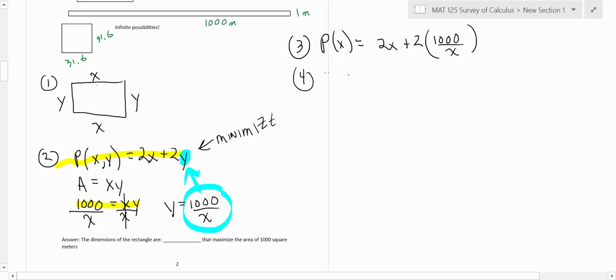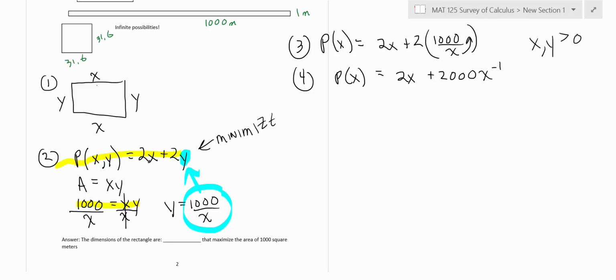We're all set up. So we got P of x is equal to 2x. Now I'm going to just multiply this out, and that would give 2,000, and it would be wise to move that to the top so you could do a power rule. So that'd be 2,000x to the negative 1 like that, okay? Now, if you're looking at kind of the domain on this problem, well, x and y have got to be positive numbers, okay? They have to be. That's the only stipulation in the problem for now.